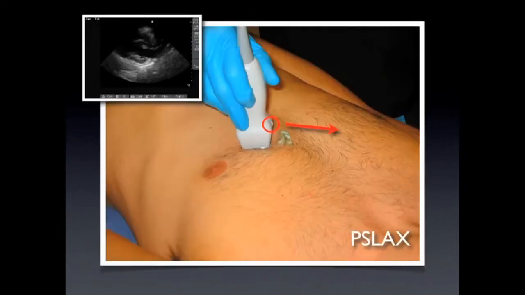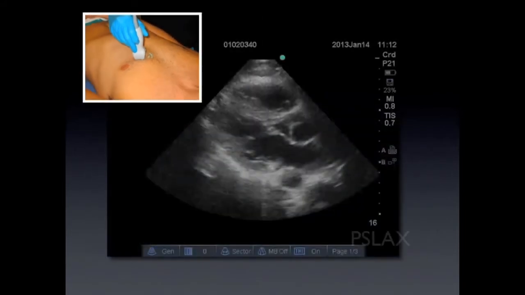Let's look at the ultrasound image. The right ventricle, the left ventricle, the left atrium, the aortic outflow tract, the descending aorta, the aortic valve, and the mitral valve. Let's see the heart in motion now.